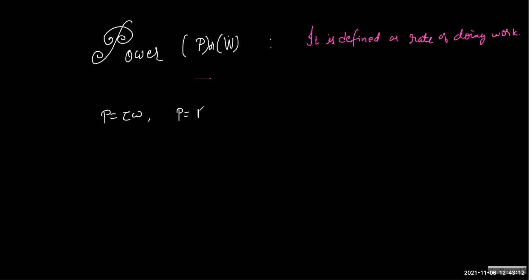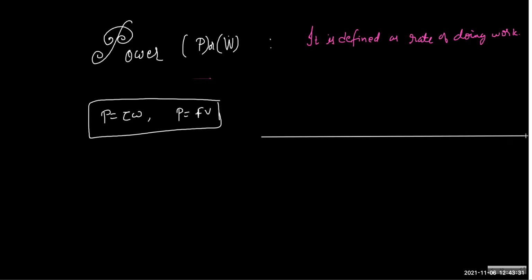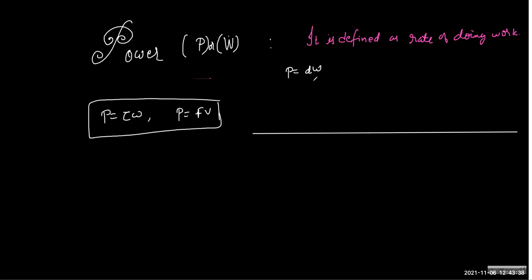But power we can also write as F into V. If you remember, F dot V. So again, power is generally constant. So force and velocity will be same. So let's create a vehicle first. Now this we can derive the formula quickly. So power is a rate of doing work, and work is defined as F dot ds. It is F dot V.